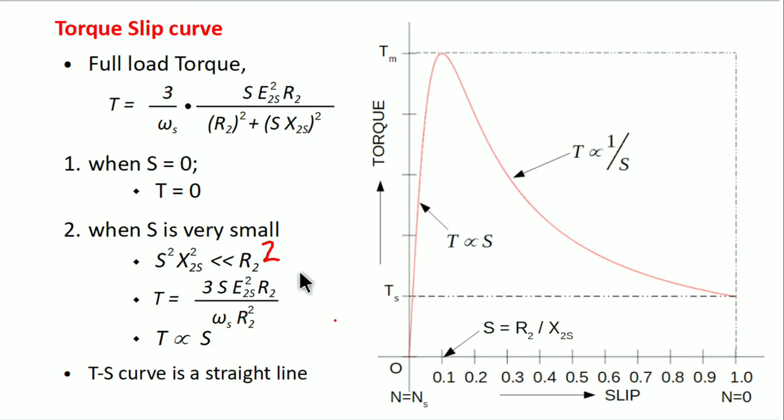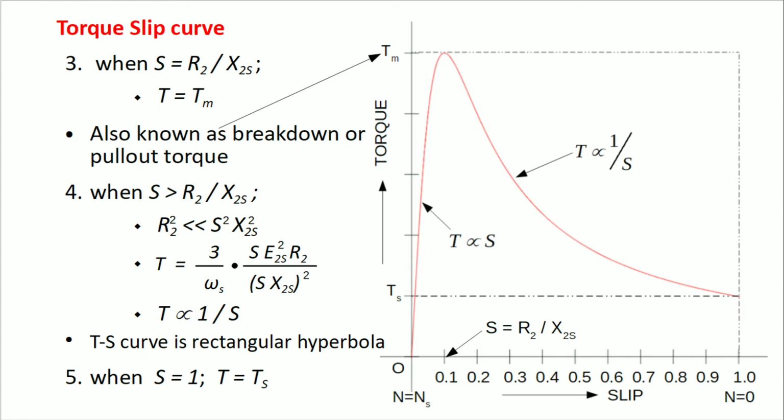Third point is when slip is equal to R2 over X2s. As the slip attains the value of R2 over X2s, suppose R2 is 0.1 ohm and X2s is 1 ohm, the ratio is 0.1. So slip is 0.1. Here the torque will be maximum, because this is the condition for maximum torque, that slip is equal to R2 over X2s. So T is equal to T maximum.